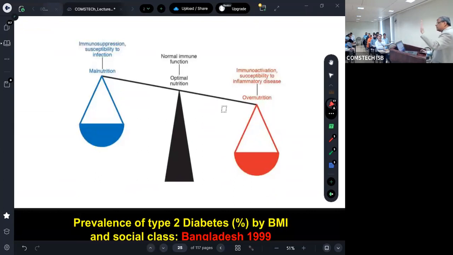Malnutrition and overnutrition both cause diabetes. If it is malnutrition, it causes what we call non-obese diabetes. And if it is overnutrition, it also causes diabetes. We call it insulin resistance or obese diabetes.